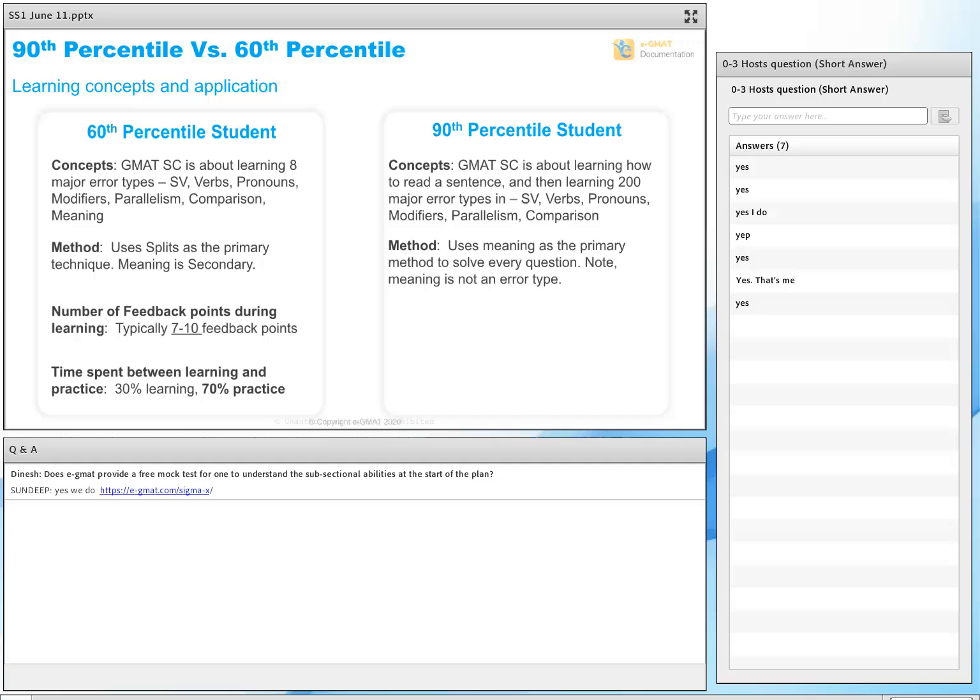A 90th percentile guy says, hey, GMAT SC is a combination of grammar error types, but it's primarily about sentence structures. And that matrix leads to 200 error types, not 8, but 200, because he or she views that as a matrix of sentence structures and these. Why? Because these error types manifest themselves through various sentence structures. Okay.